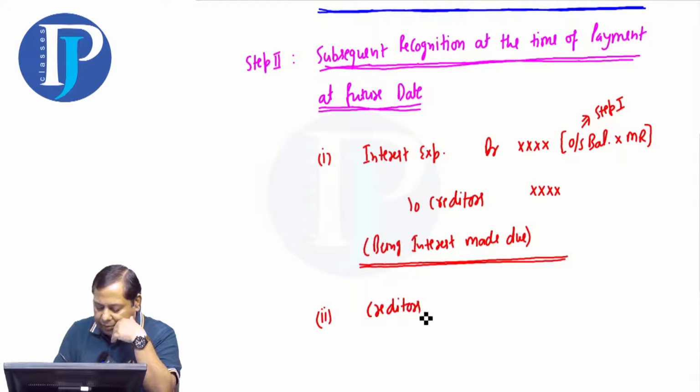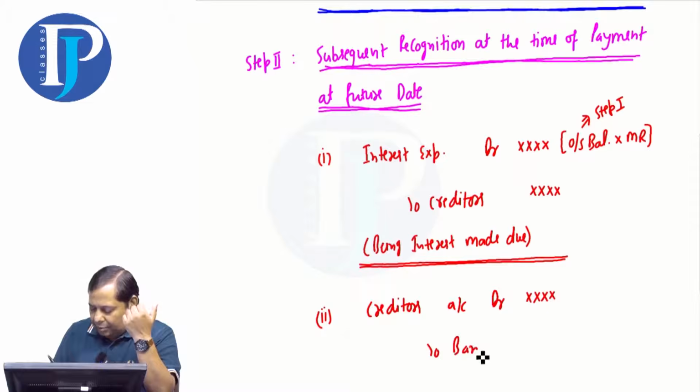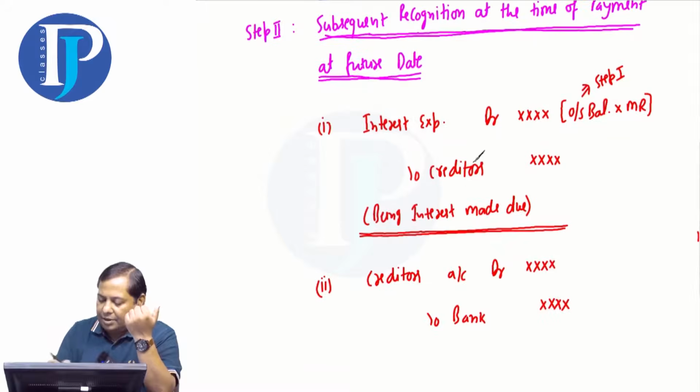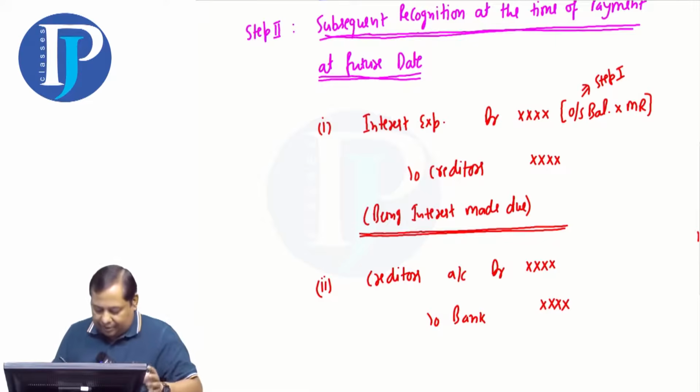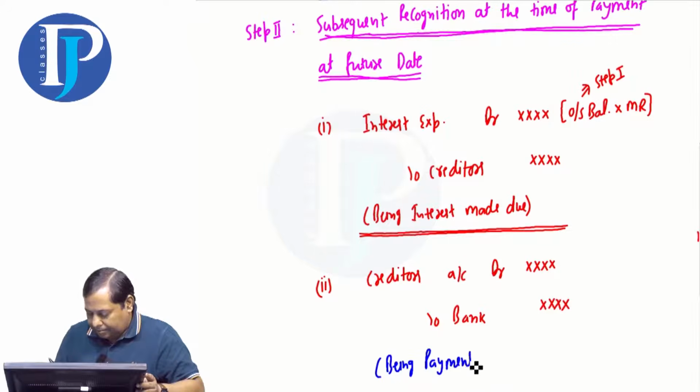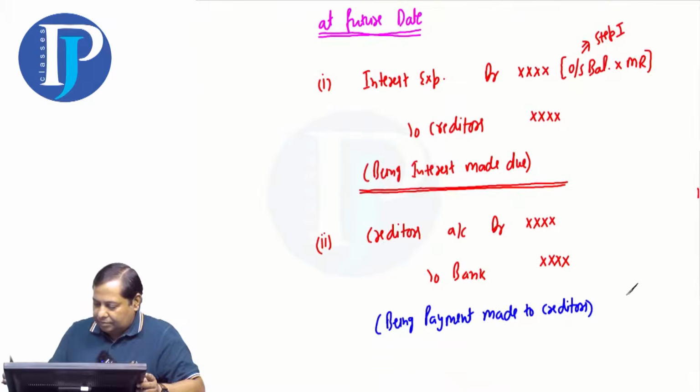Creditors account debit to bank. Now make the payment you want to. And you know that the payment you are making has both the principal and the interest, because you have added interest to your creditor account. So the payment is carrying both these things together. Being payment made to the creditors.